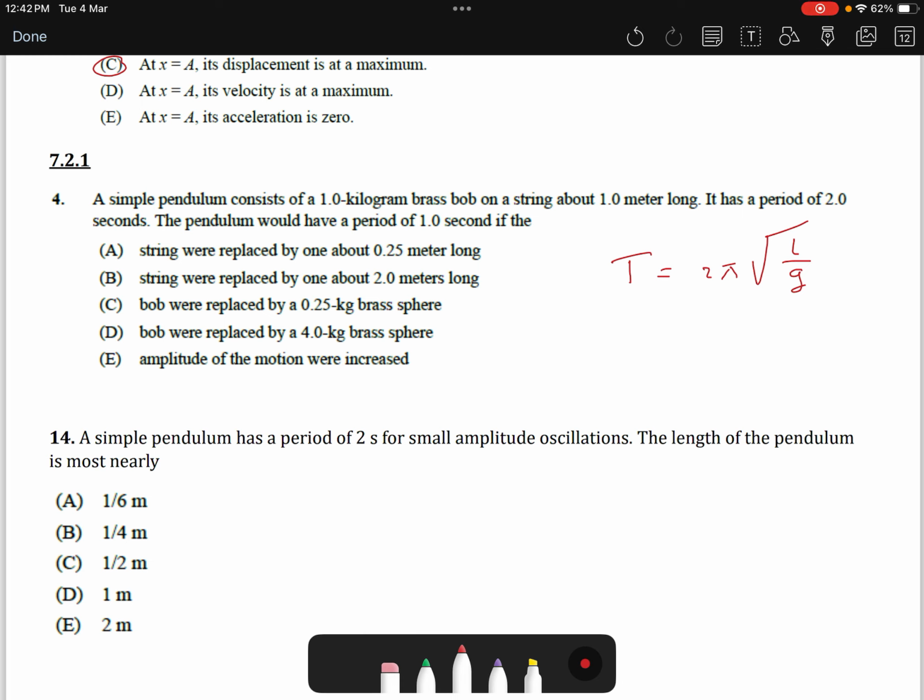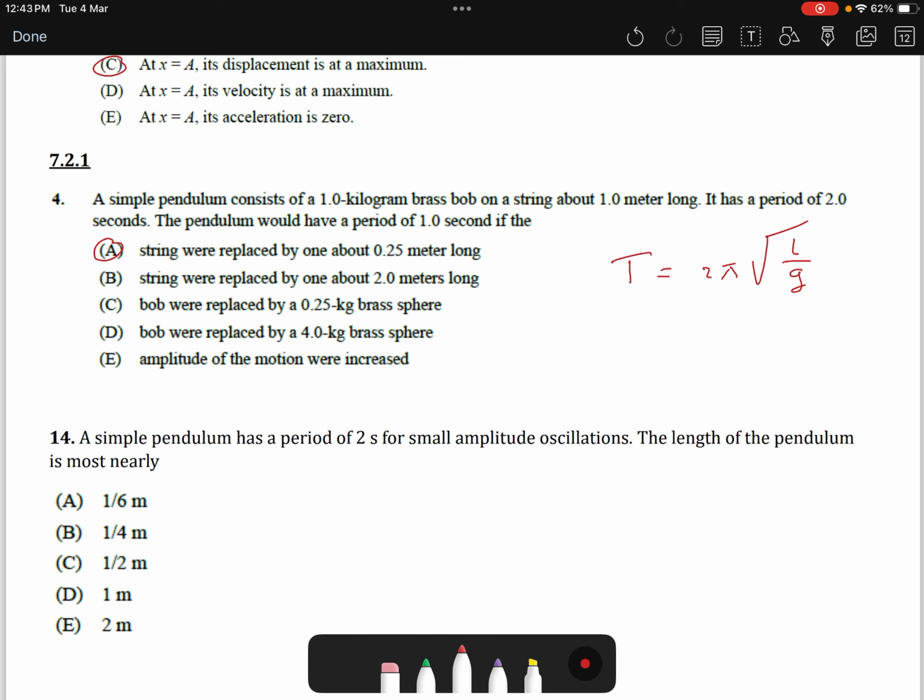So how can we reduce the period from 2 to 1? Actually, g is constant since we are on the same planet. So to reduce the period to half, we need to reduce the length to a quarter. Why? Because it's a radical L. So the answer is A. The string were replaced by one about 0.25 meter long.